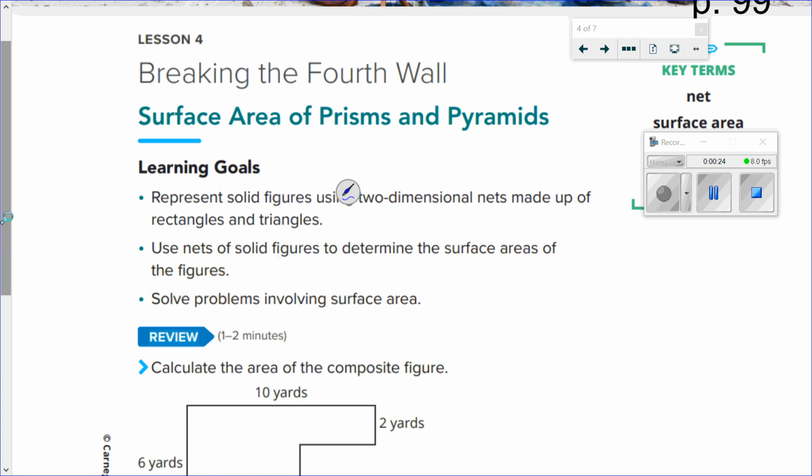So far we did area, which is 2 dimensions, in flat figures. We did volume, which is how much goes inside of these 3D figures. Today we're going to do surface area, which is saying how much area, the 2 dimensions, do we have on the outside of these 3-dimensional figures. Make sense? Don't worry, we'll get to a couple exercises that'll help you understand that.